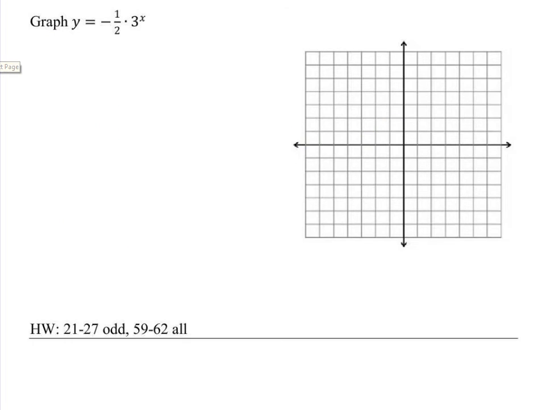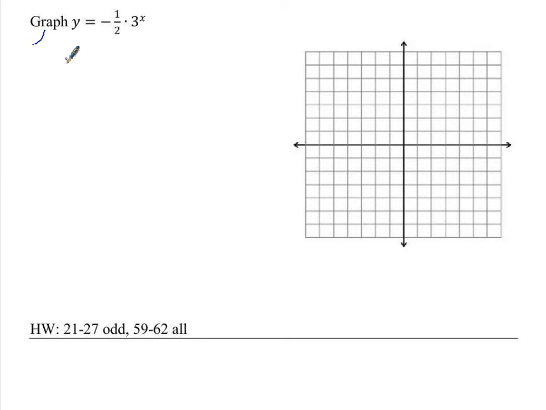Okay, we have one more. Y equals negative 1/2 times 3 to the x power. So just out of curiosity, what will this one look like? In general, like what's the graph going to look like? It'll look like a hockey stick, for sure. But now the question is, will it look like the graph we just had? Will it look like that?